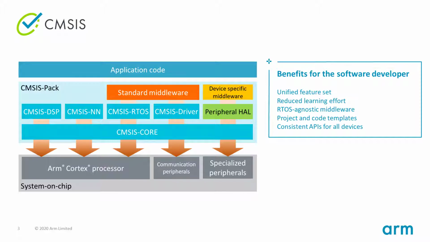CMSIS-Drivers provide access to the unified feature set of a certain peripheral. Offering a consistent API for all devices reduces the overall learning effort. CMSIS-Drivers are RTOS agnostic. You do not have to worry about the actual real-time operating system at the beginning of your development project. Also, it makes it easy to change the underlying RTOS at project runtime. Lots of example projects and code templates help you to get started quickly.